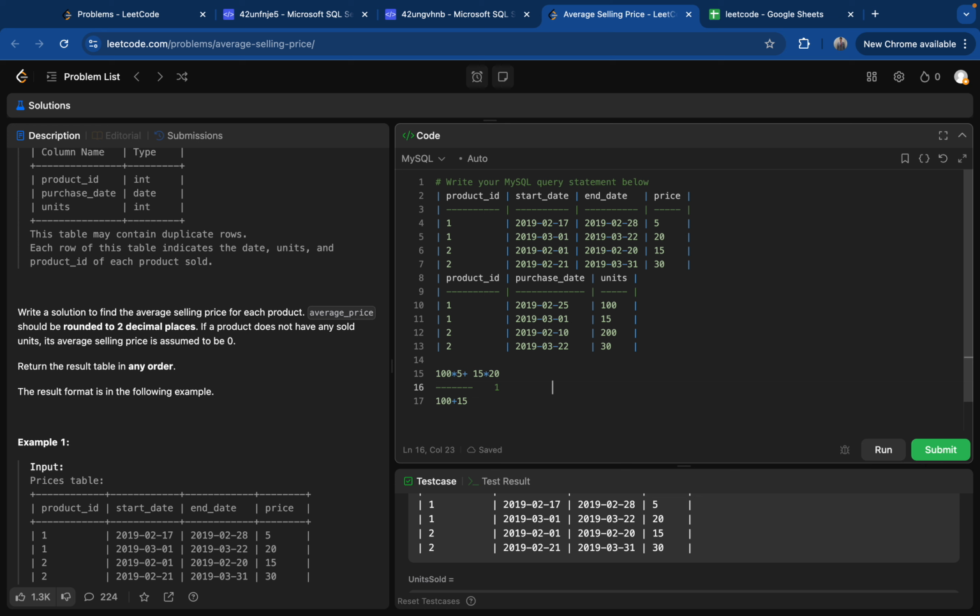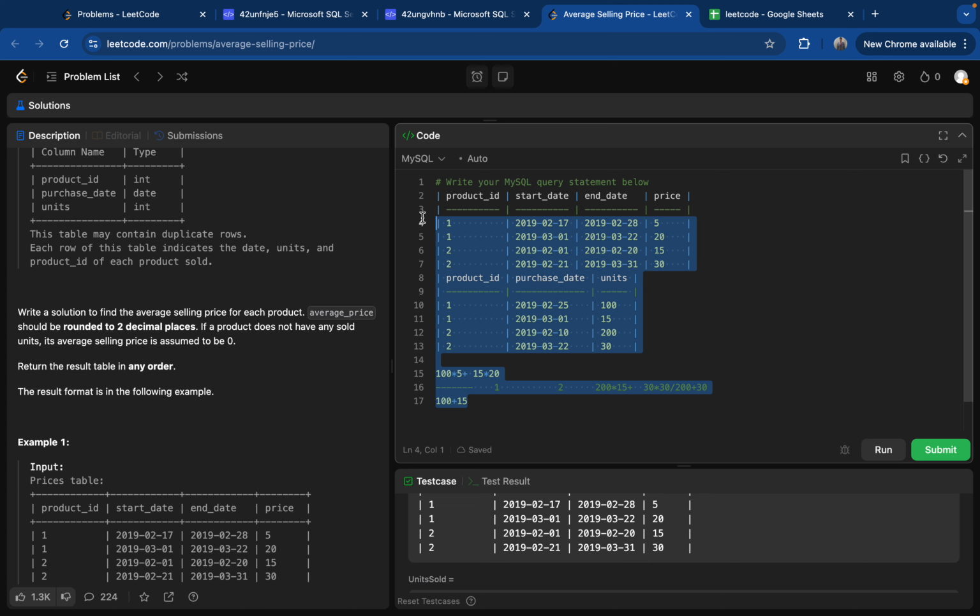Let's look at product ID 2. In this time frame, 200 units were sold at a price of 15, plus this one, where 30 units were sold at a price of 30. And then in the denominator we have to write the number of units to get the average.